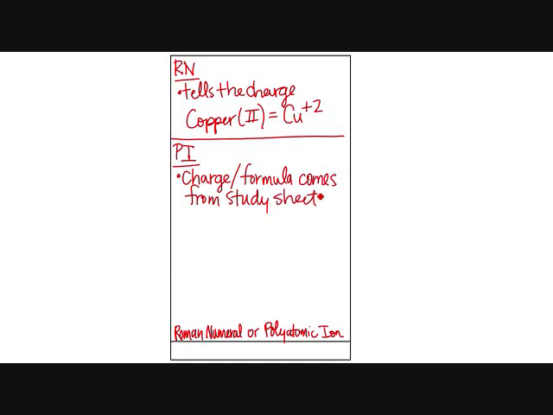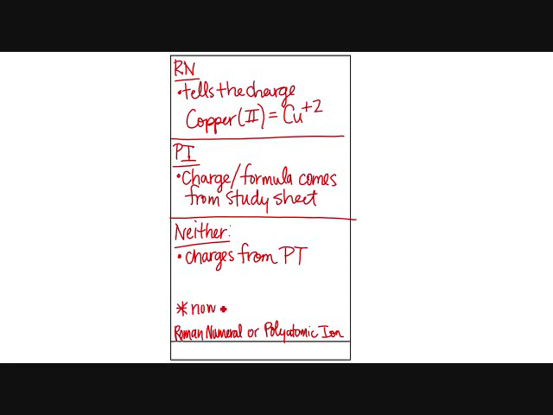for the quiz. Okay, and then if it doesn't have either of those, if it's a neither, then both charges come from the periodic table. I'm going to put PT for periodic table, okay? And then you have to just make sure that you balance the charges to 0. So you might put a little star and say, now balance charges, so that you don't just write down the charges. Balance charges, that's important, okay?